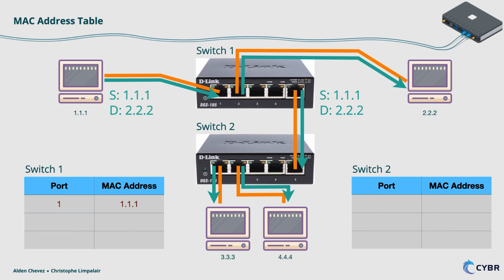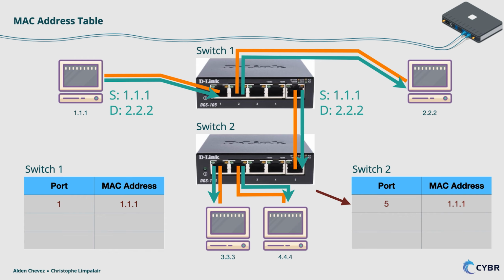But switch 2 has now learned that the MAC 111 address can be reached through its port number 5, so it adds that to its table. Even if it's not directly connected, it still now knows that it can reach it via this port. Computer 3 and 4 receive the packet, but discard it since they're not the destination.